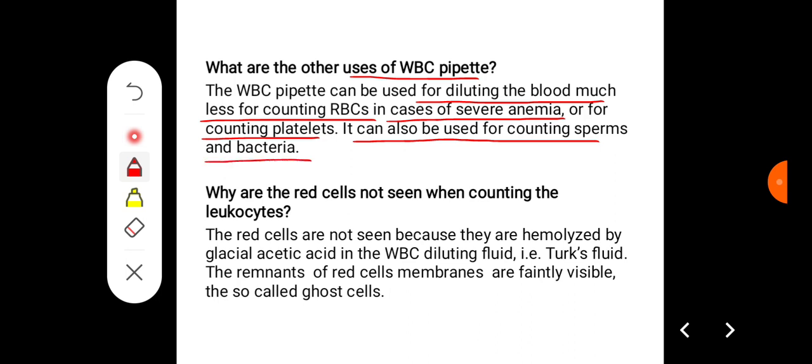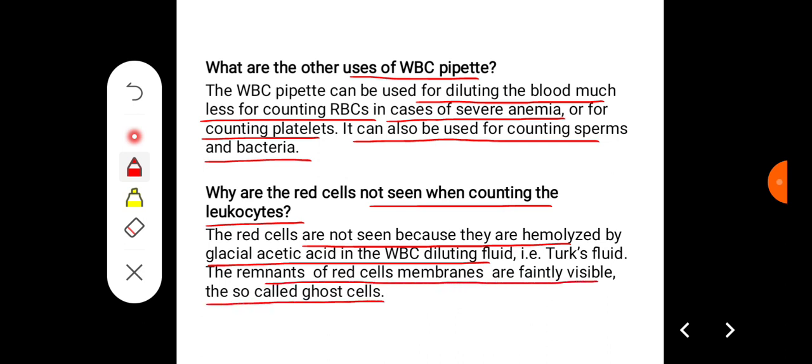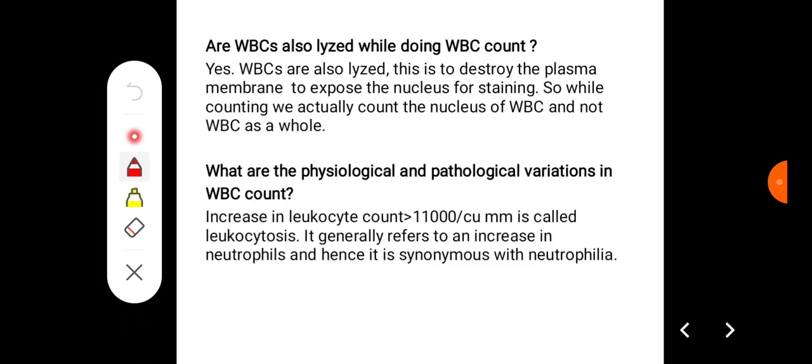Why are the red cells not seen when counting the leukocytes? The red cells are not seen because they are hemolyzed by glacial acetic acid in the WBC diluting fluid, that is Turk's fluid. The remnants of red cell membrane are faintly visible, and so they are called as ghost cells.